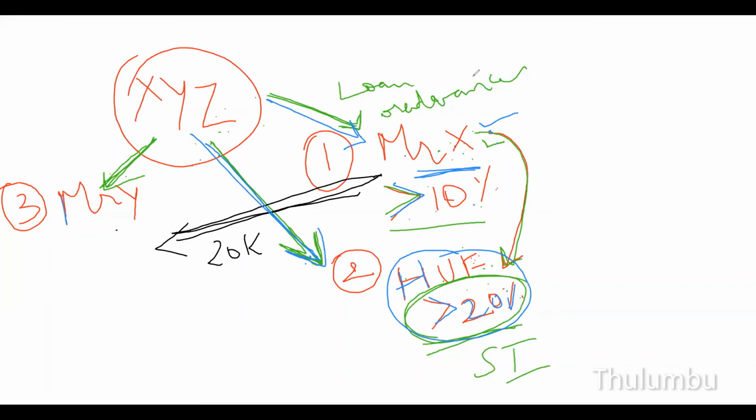Mr. Y is there, and Mr. X has to pay some amount to Y, say 20,000. Instead of paying it himself, he is asking the company to pay that amount. So this amount paid will be considered as deemed dividend for Mr. X. So this amount will be considered as deemed dividend.